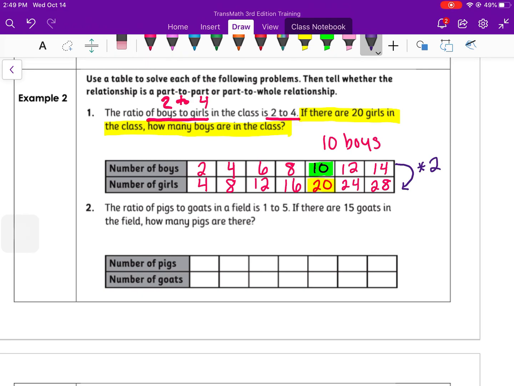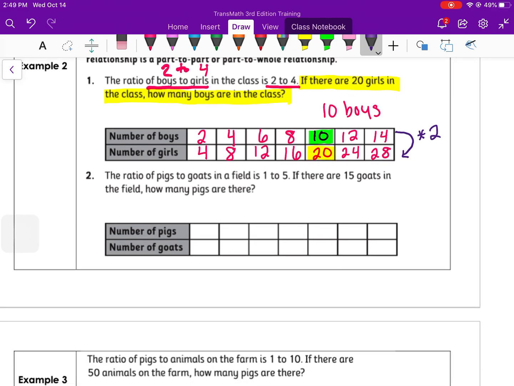The ratio of pigs to goats in a field is 1-to-5. There are 15 goats in the field. How many pigs are there? So the ratio of pigs to goats is 1-to-5. You start the table by writing 1-to-5, which means that the number of goats is 5 times the number of pigs, which means if there are 2 pigs, 2 times 5 is 10 goats.